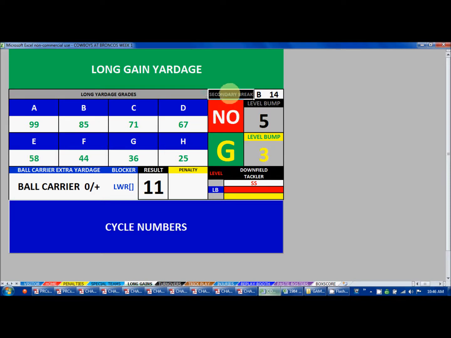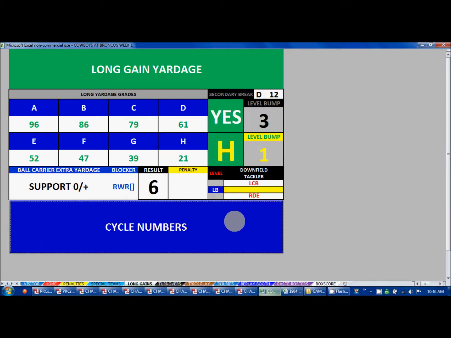And then this up here, this is the fun one. This tells you if a secondary break is possible from there. It's either going to be yes or no, how many levels are bumped, and what the grade requirement is on pro seasons, or the number is on college seasons to determine if a break happens.